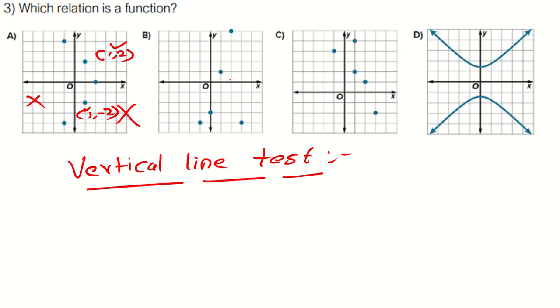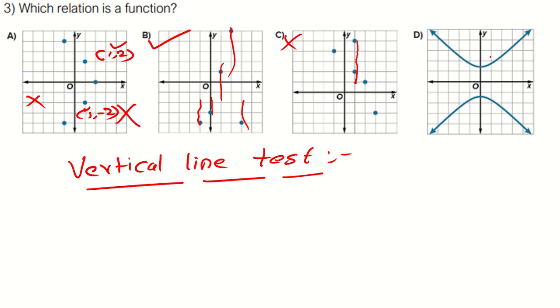Now here you see you cannot draw a vertical line which passes through 2 points, because if you draw here, here and here, this also and this also. Okay, so this will be a function. But this one, if you draw a vertical line from here like this, you see it is touching two lines, it is passing through 2 points. So this is also not a function.